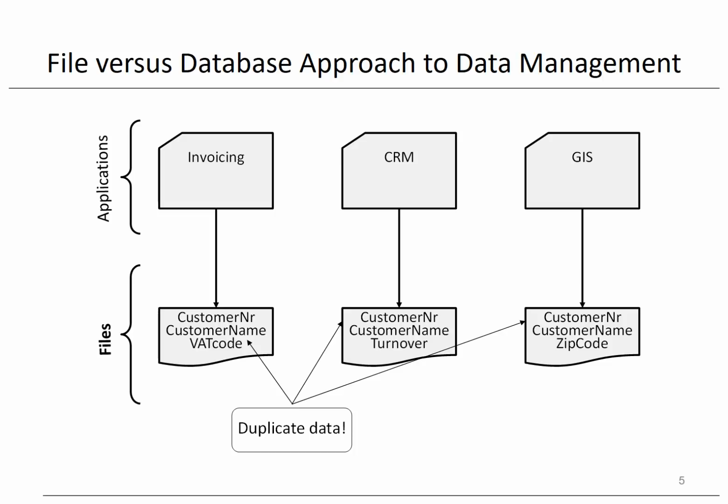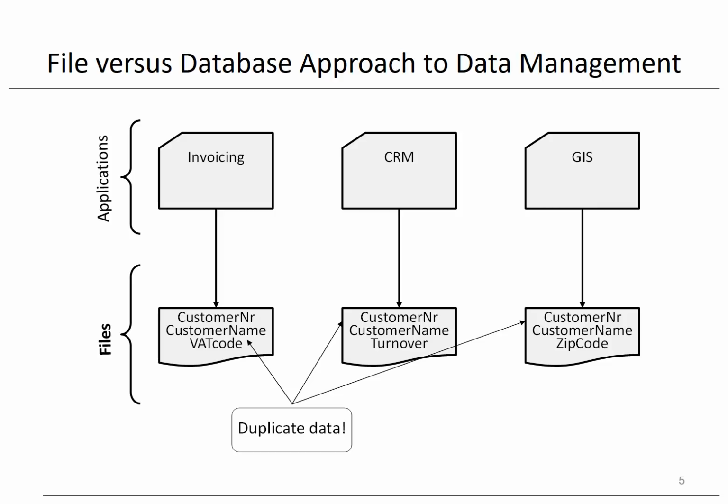This is known as a file-based approach and is illustrated here. Suppose we have a traditional invoicing application written in programming languages such as COBOL or C, for example, that makes use of customer information such as customer number, customer name, VAT code, etc., stored in a separate file. A separate application, such as a customer relationship management or CRM system, makes use of a different file containing the same data, such as customer number, customer name, turnover, etc.